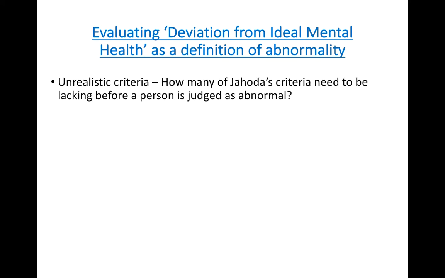So to look at our AO3 points then for deviation from ideal mental health, the first point is that it's unrealistic criteria. So one of the major criticisms of this definition is that most of us could be abnormal, which is always good to know. So Jahoda presented us with ideal criteria that few of us would meet, and also you have to ask how many need to be lacking before a person would be judged as abnormal. Furthermore, the criteria are quite difficult to measure. For example, how easy is it to assess a capacity for personal growth or environmental mastery? This means that this approach may be an interesting concept, but not really usable when it comes to identifying abnormality.